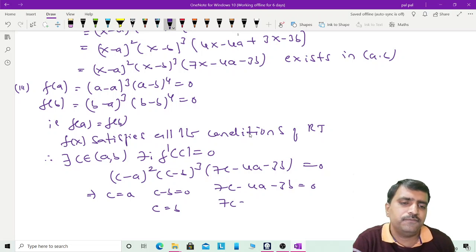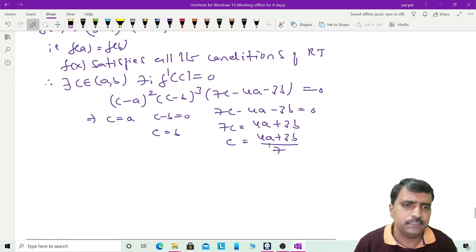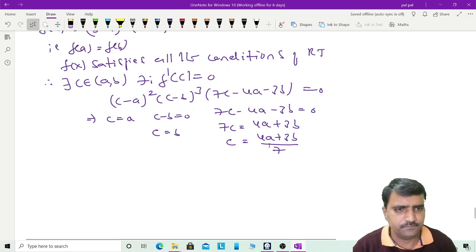So find c. 7c is equal to 4a plus 3b. c is equal to 4a plus 3b divided by 7. Actually, this is the point that belongs to AB.